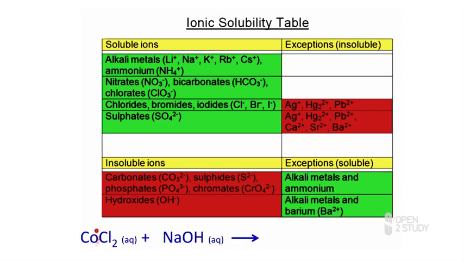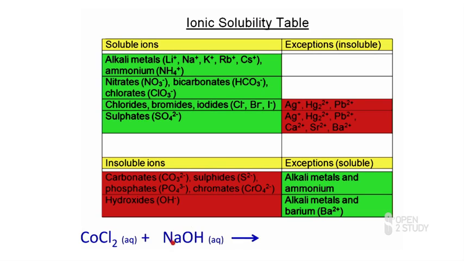Now, first of all, the cobalt. You can scan around your table. There are no rules for cobalt on this table, so it will largely do what it's told, depending on what other ions are present. We've already looked at chloride. We know that chloride is fine in solution, unless we mix it with silver, mercury or lead. No problems there. We've looked at sodium. We know that that's always soluble and never forms any precipitates.